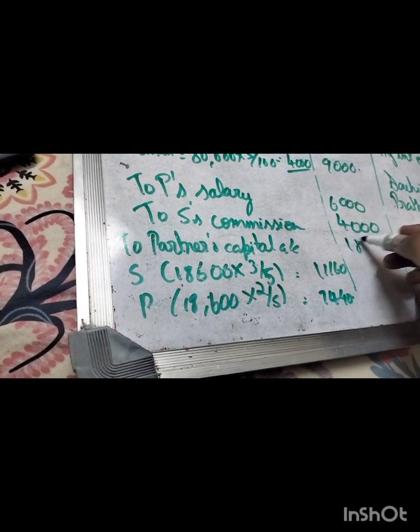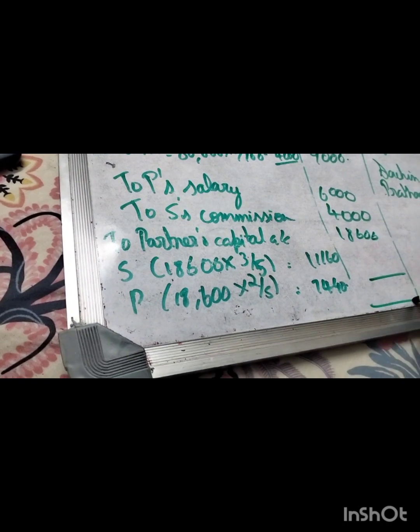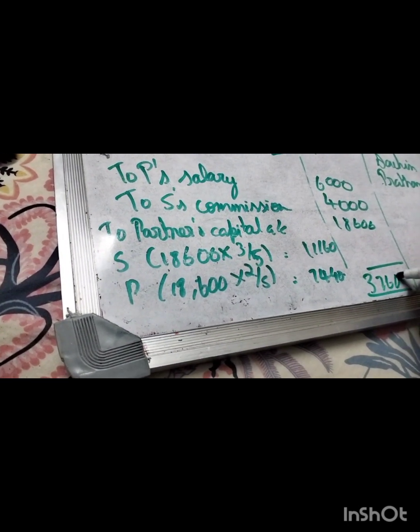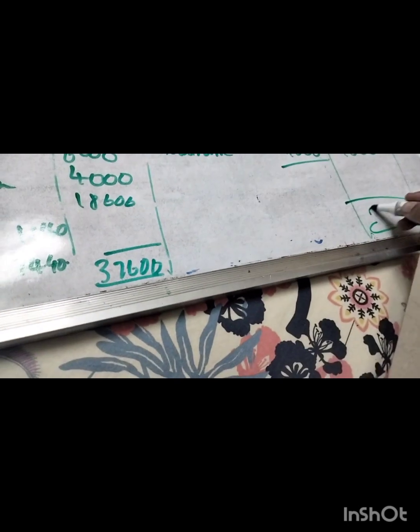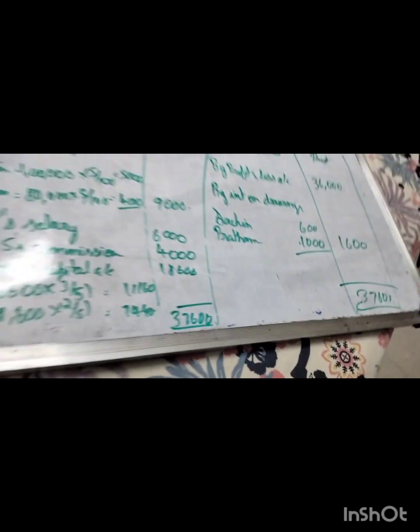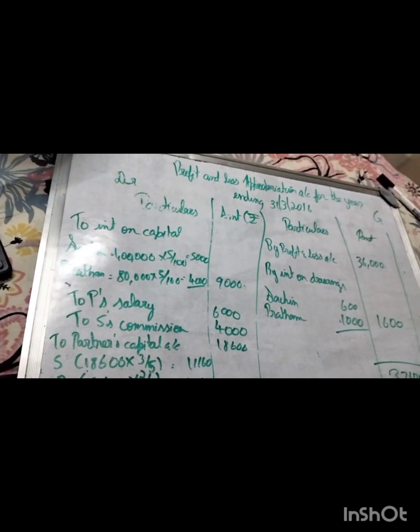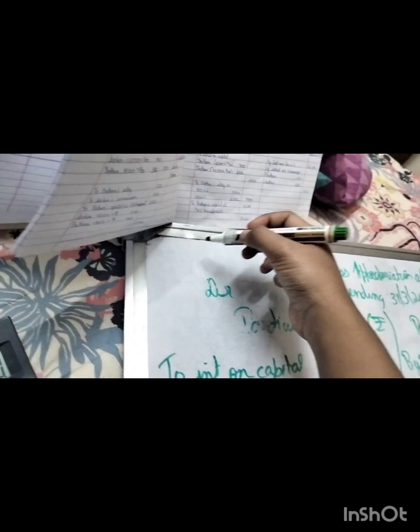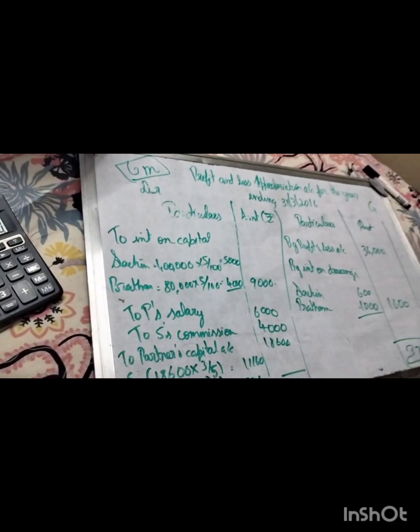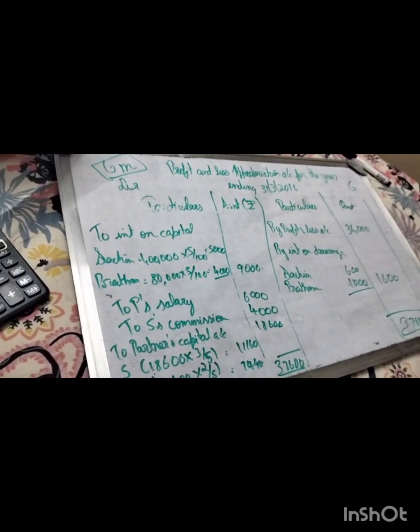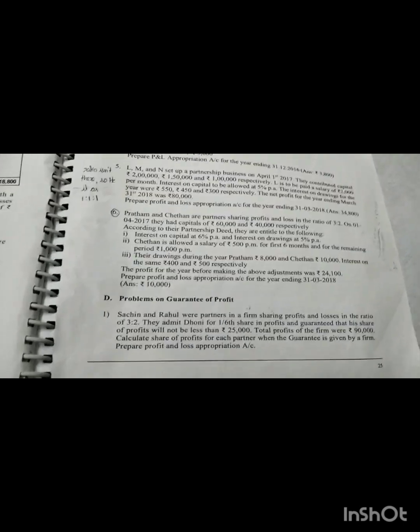Okay, so it's 18,600. When you add these two, you are going to get 18,600. So your P&L account is balanced and you're done. That's it, and you get your solid 6 marks. This is for a 6-marker question. Hope this is clear. This is the last sum from this chapter, that's a guarantee of profit.